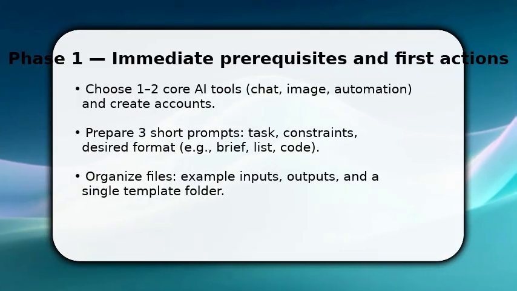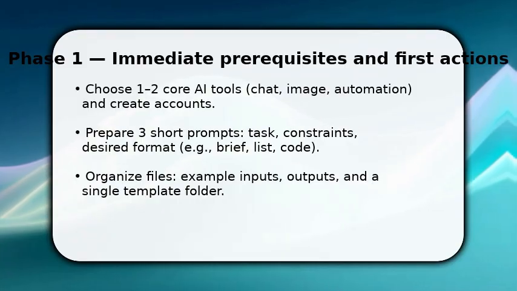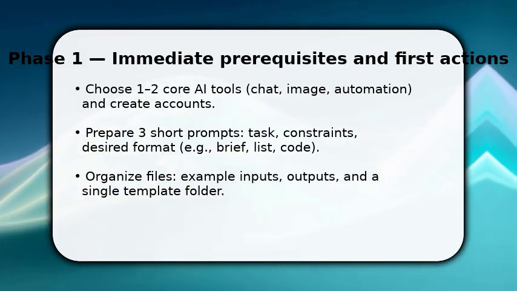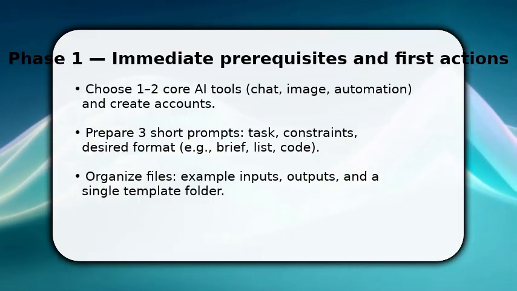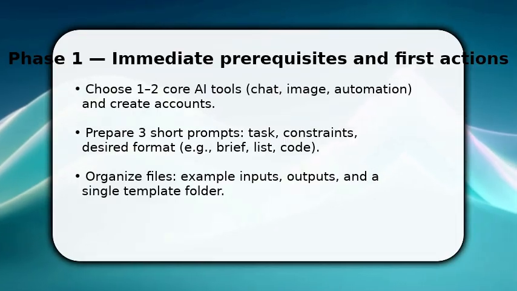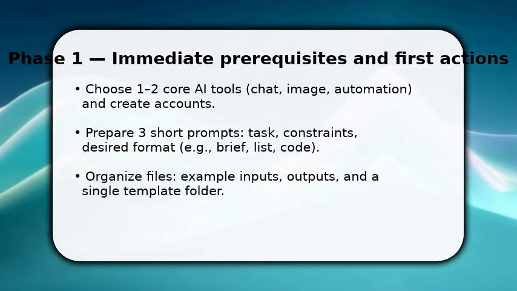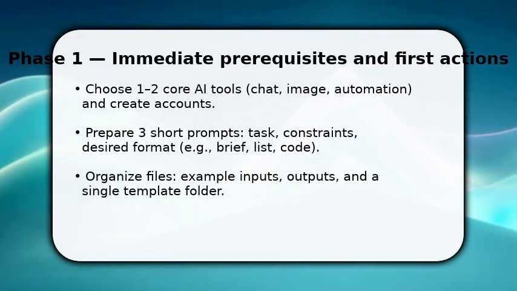You begin by picking 1 to 2 core AI tools that match your goals, then sign in and enable API or integration access. Once done, create 3 short sample prompts for each tool: task, constraints, and output format, because concrete prompts speed learning. Next, collect representative inputs and expected outputs into a single template folder, and name files consistently.